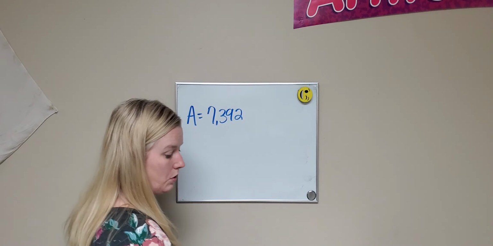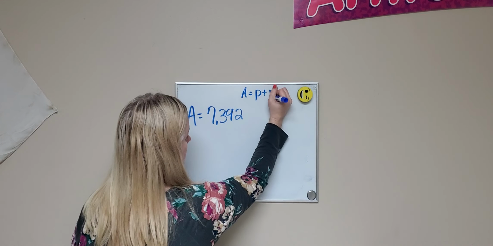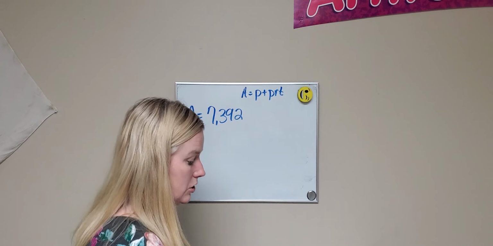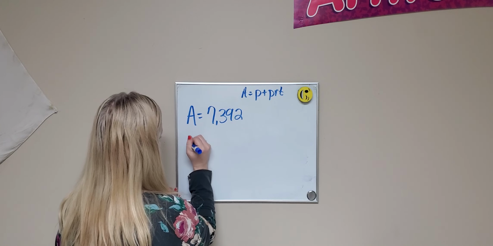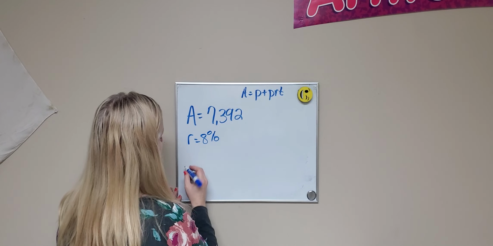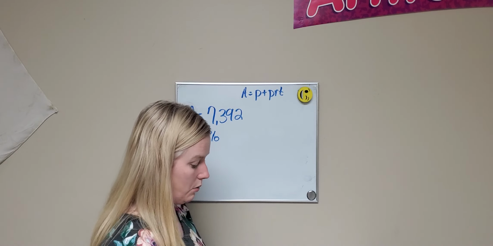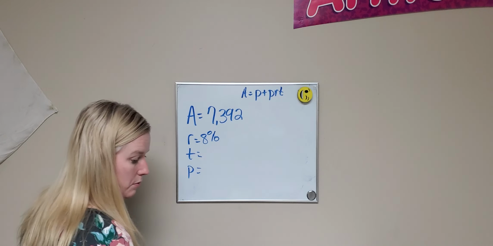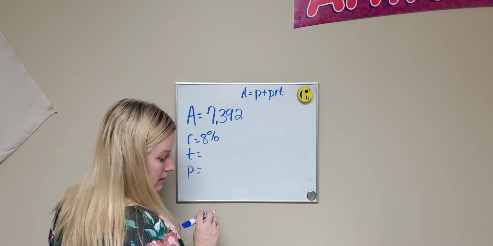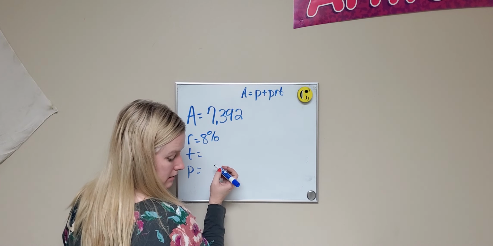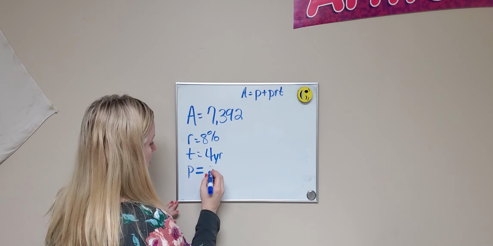$7,392. All right, so what was that formula that they gave us? A equals P plus PRT. All right, so I'm given my A. My rate, it says, is 8%. Time and principal. Okay, so what was my principal? Do I know what the principal is? The answer to that is no, I do not. But my time was 4 years. So I've got to find my principal.